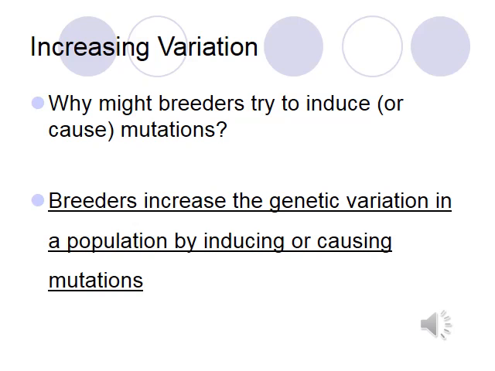So, increasing variation. Why might breeders try to induce or cause mutations? Well, the reason is because breeders increase the genetic variation in a population by inducing or causing mutations. So they basically irradiate, they use radiation, they'll use chemicals to increase variation. Unfortunately, this is very, very lethal to animals. So this is something we don't try on animals. If you want to create different weird species, you do not put radiation on them. You'll wind up with a genetic anomaly.